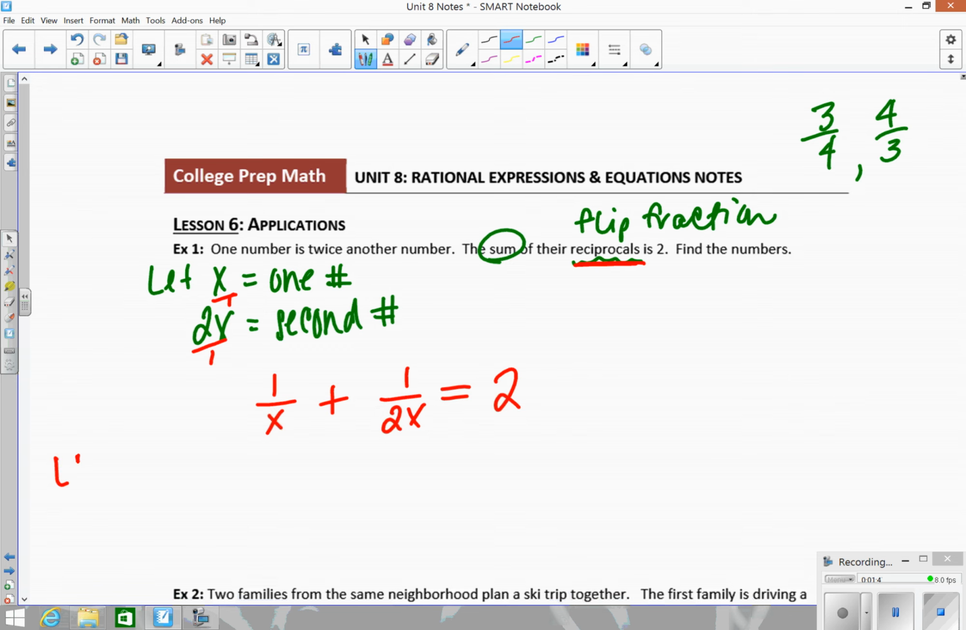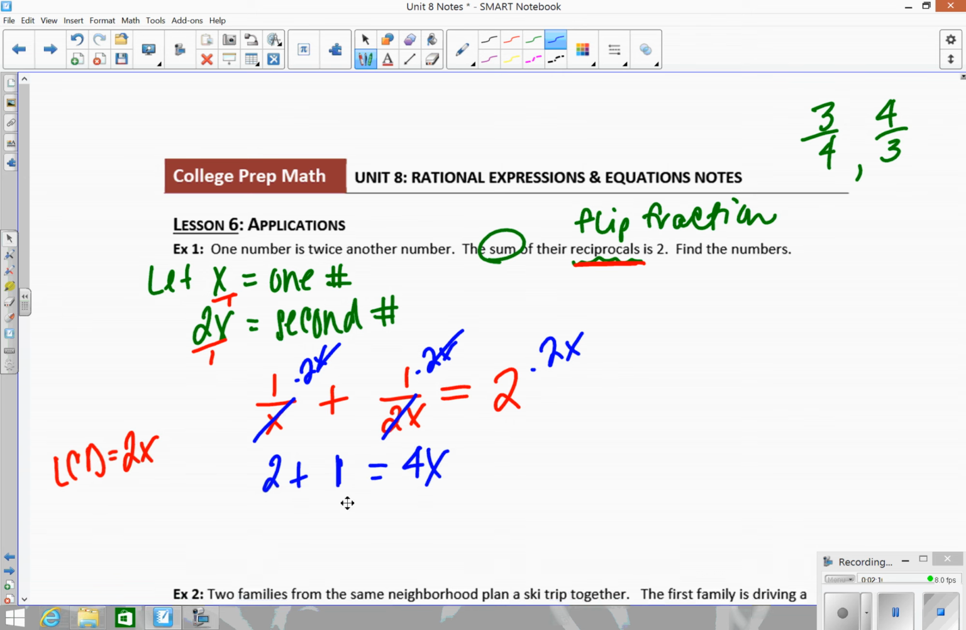Now you're going to use one of the methods that we learned in the last lesson, which in this case is a fraction plus a fraction equal to a number. So I look for the LCD. The LCD here would be 2x, so I'm going to multiply every single piece by 2x. We can cancel x's here, so we have 2. We can cancel the 2x's, so we have 1. And then 2 times 2x is 4x. So we have 2 plus 1 gives me 3 equals 4x. Divide everything by 4, so we get 3/4 equals x.